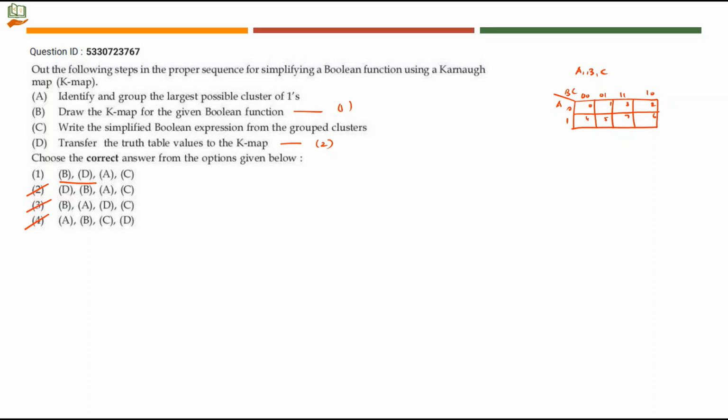What is the next step we have to do? Based on a particular Boolean function, we have to check which places have 1. Based on that, we have to group those ones together. Identify and group the largest possible cluster of ones is the next step, which is A. What about the final one? Write the simplified Boolean expression from the grouped clusters. This will be the last step. So if you group this way or this way, whichever value you find not changing, that value will be present in the simplified expression. Option number 1, BDAC will be the right answer. It will be the proper sequence for simplifying a Boolean expression using K-map.